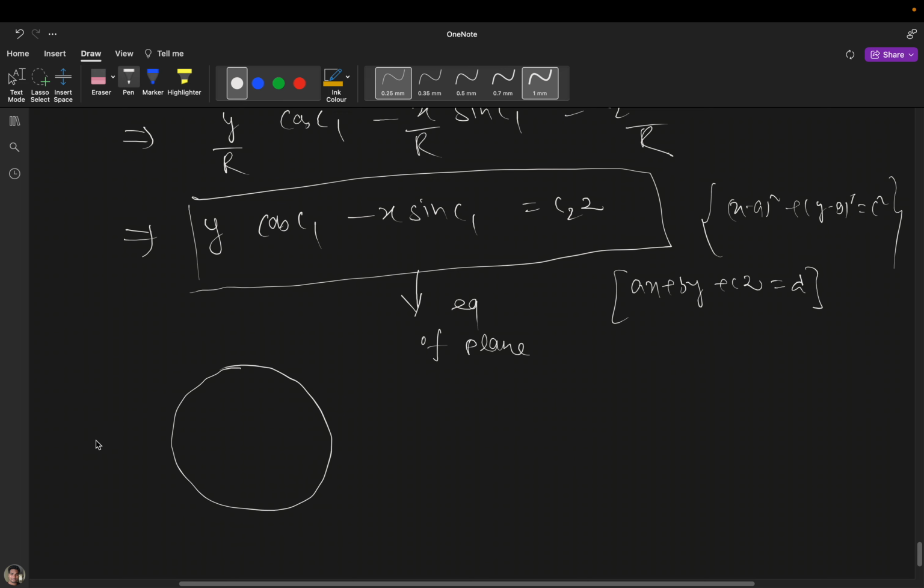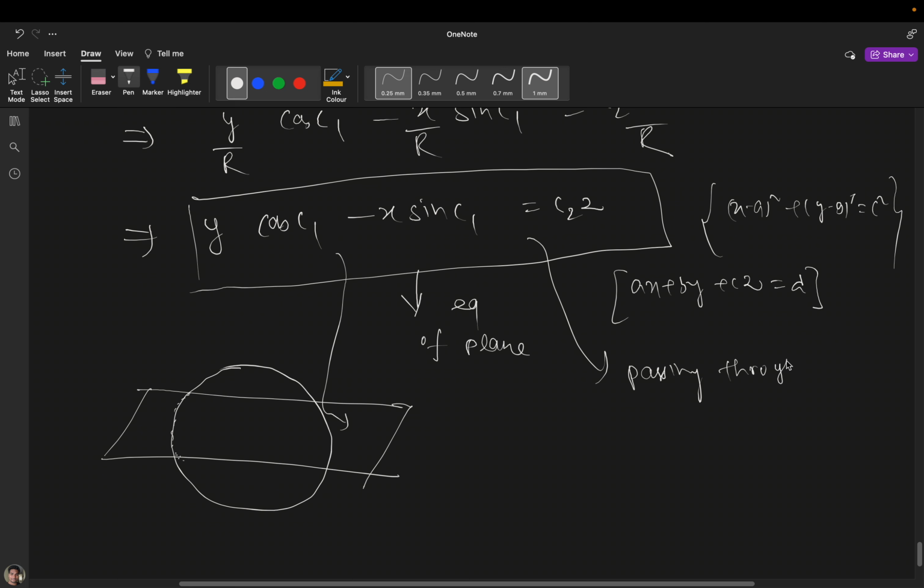Which means that when this plane intersects this sphere, that will become a circle, right? Any plane that intersects this sphere will form a circle. And the biggest part is that this plane is passing through the origin. You can see that it is passing through the origin.